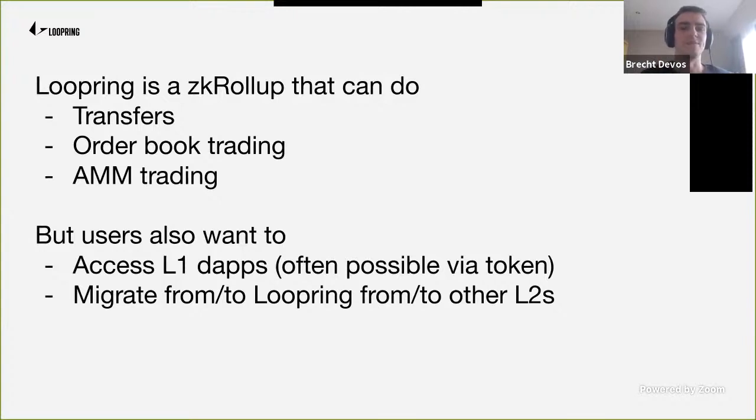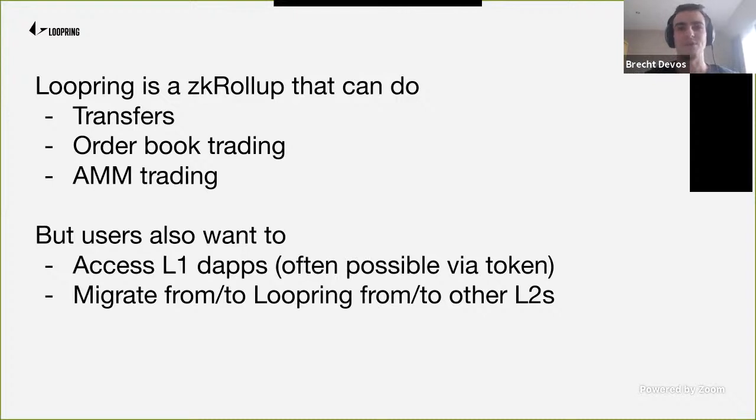So we can actually use the basic building blocks that we have on layer 2 to do lots of stuff that is still on layer 1, without having to migrate everything over to layer 2. And of course, there will be multiple layer 2s going live now and in the near future. And people will want to move to and from Loopring and those other L2s.